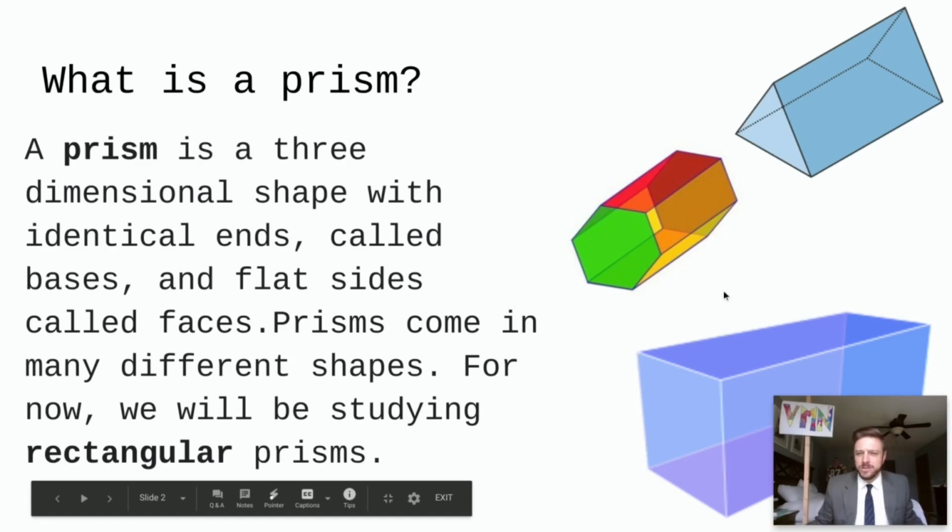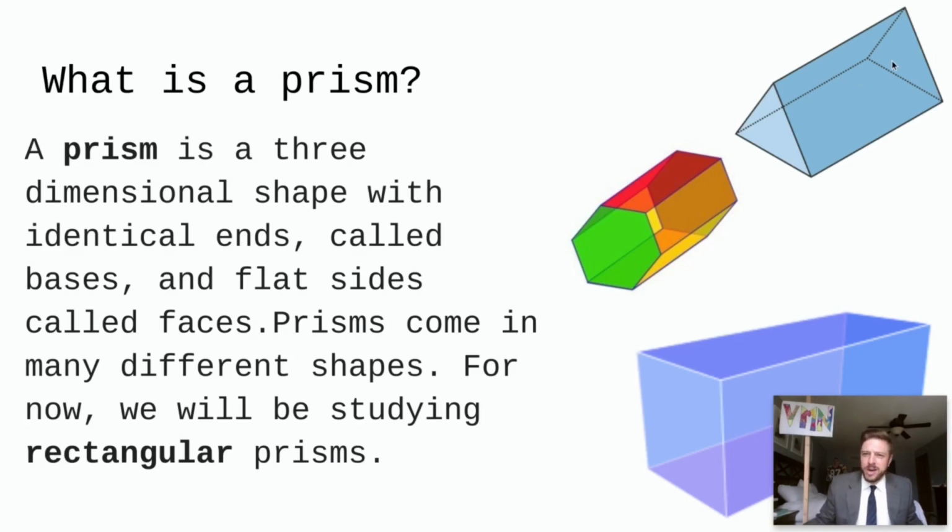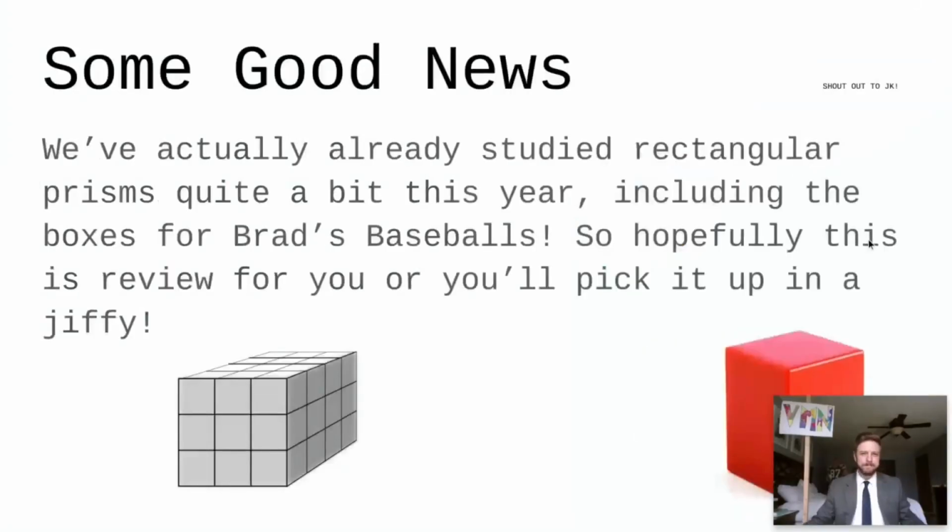Prisms come in many different shapes, but for now, in fifth grade, we will be studying rectangular prisms. Here on the side of the screen, you see we have a triangular prism. This is a hexagonal prism, and down here, right behind my face, is a rectangular prism, much like the ones we've seen in the past.